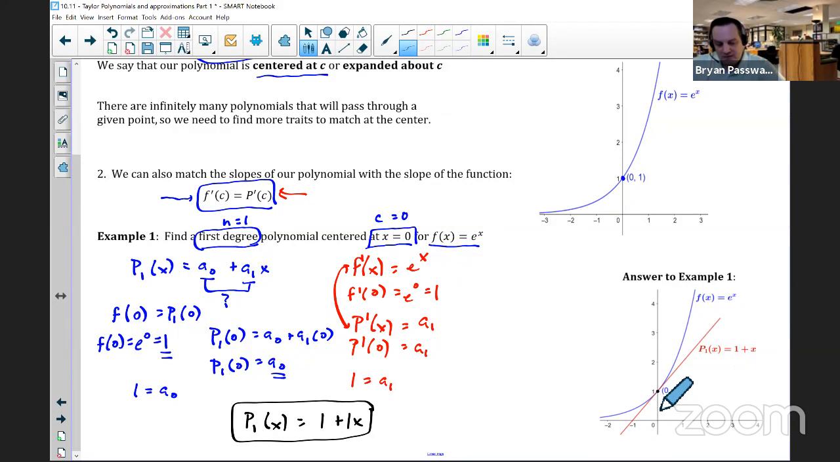And notice at the center of 0, they match, right? They touch right there. They have the same point. And also at the center, they have the same slope. So how good of an approximation is this? Well, we know that we make approximations when you're close to that center, right?